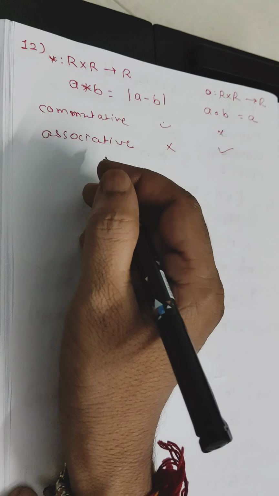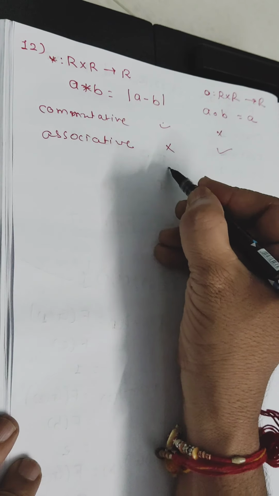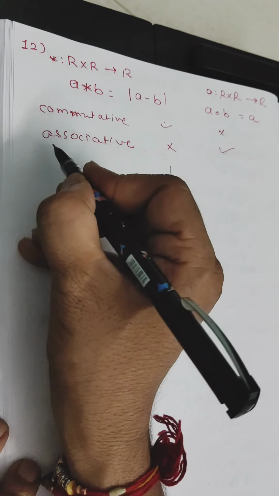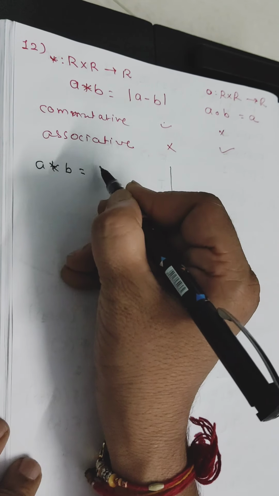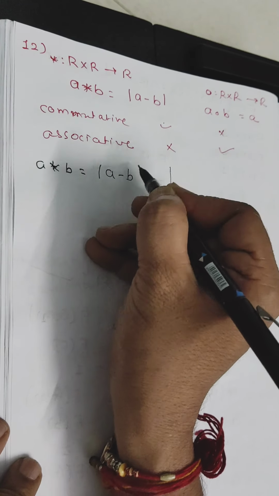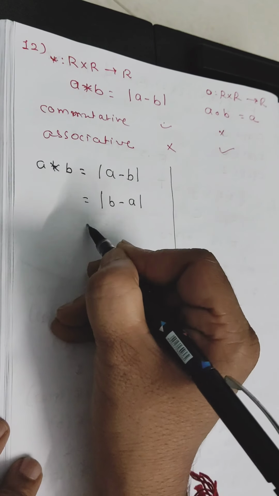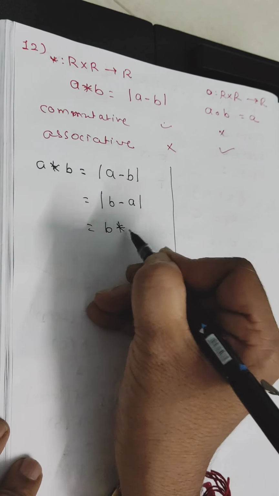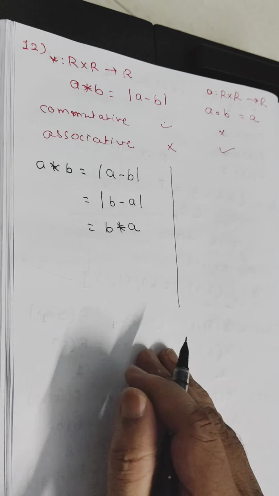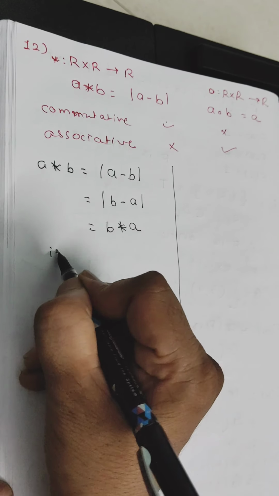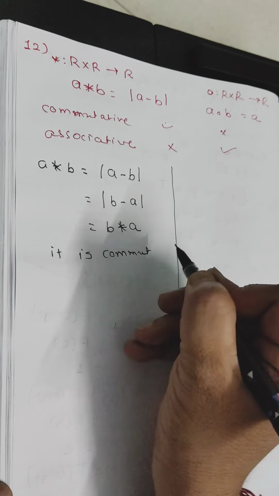So first of all, I have to prove this, then what I will do, A binary operation B is equal to modulus A minus B, means I can write modulus B minus A, means it is B binary operation A, means it is commutative.